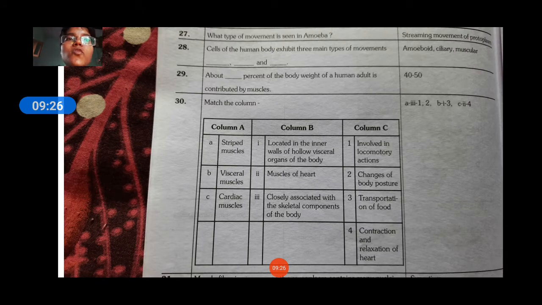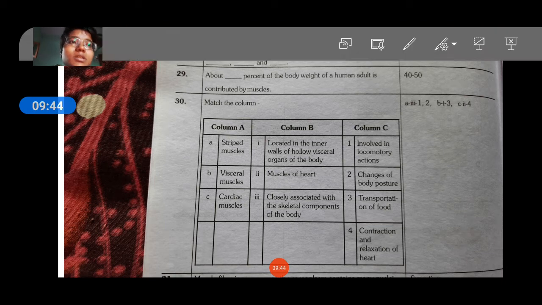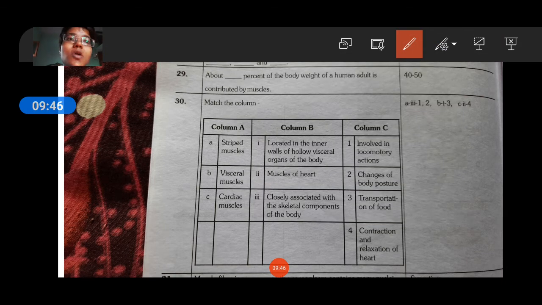What type of movement is seen in amoeba? Streaming movement of protoplasm. Cells of the human body exhibit three main types of movements: amoeboid, ciliary, and muscular. About 50% of the body weight of a human adult is contributed by muscles. 40 to 50% of our weight is contributed by the muscles.